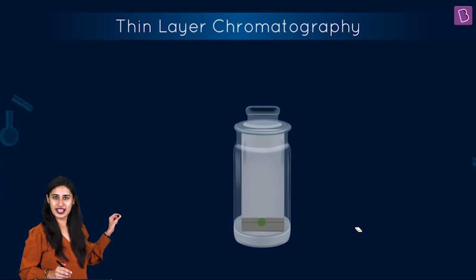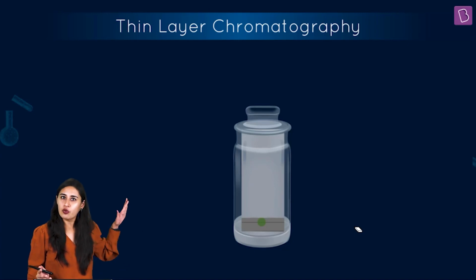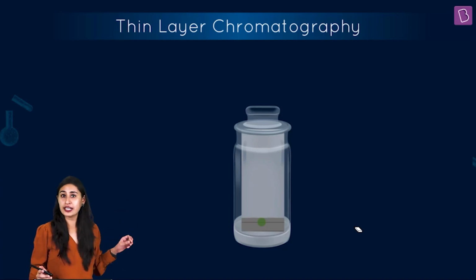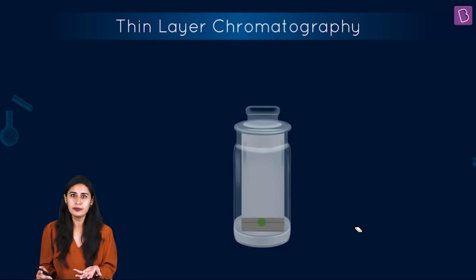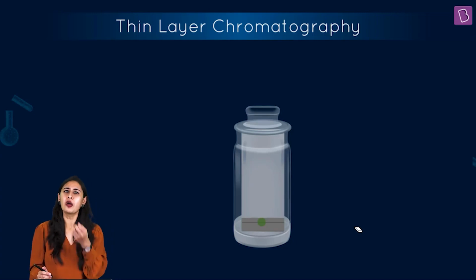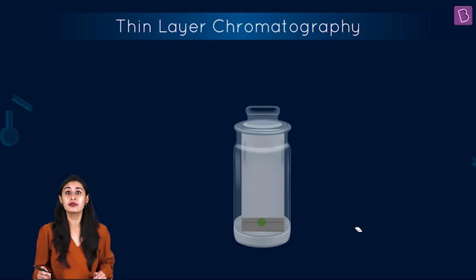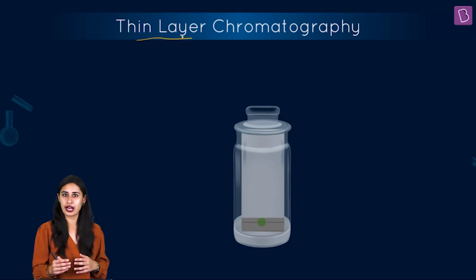So you've understood that what we are taking here is a glass plate of a suitable size. We are coating over that glass plate an adsorbent, usually silica gel or alumina. How thick is it? It is very thin. How thin? Approximately 0.2 mm thick or thin, however you want to see it. So this is why it's called thin layer chromatography.